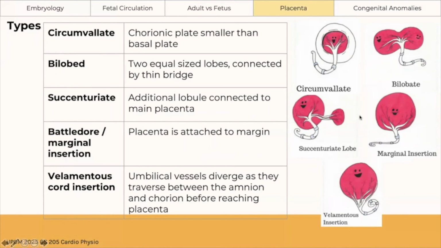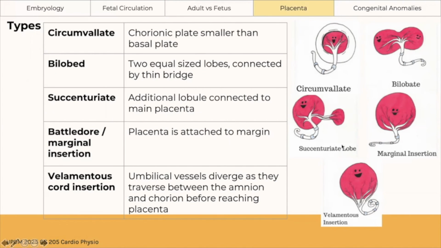Next is your succenturiate lobe, which means there's an additional lobule connected to the main placenta. So succenturiate actually means accessory to an organ. So imagine if your placenta is your organ, you have a little accessory placenta here. It's an additional lobule. Next is your battledore, or your marginal insertion.